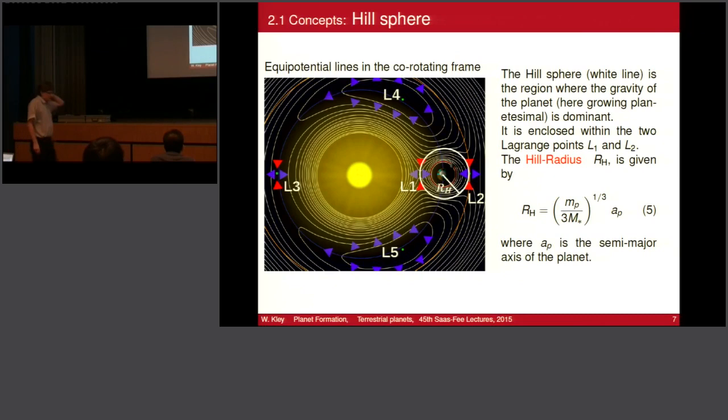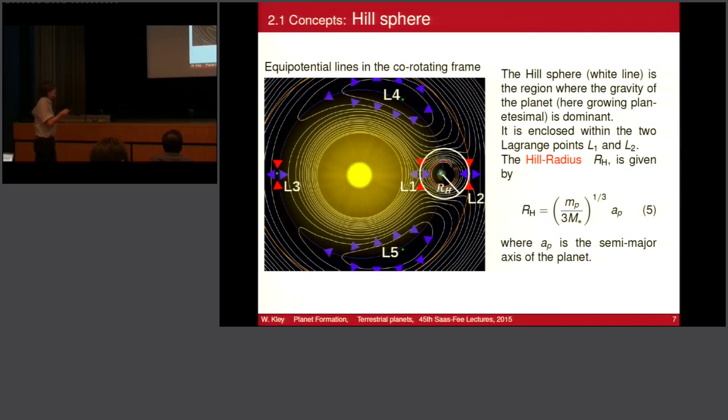Another concept which is very important is the so-called Hill sphere. The Hill sphere is a concept that came out of the restricted three-body problem. You have two bodies, basically. Here's the sun depicted, a major body, and here is the growing planet, for example. This is the Earth, I think, here. Earth and sun, and then you look at the motion of an additional particle which is massless in the gravitational field of the two gravitating bodies here.